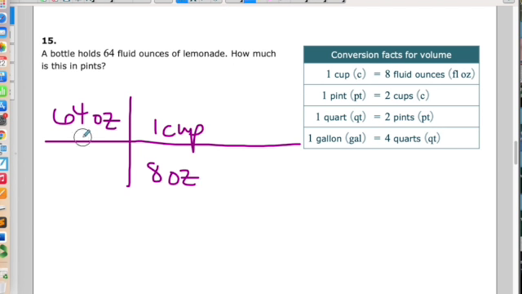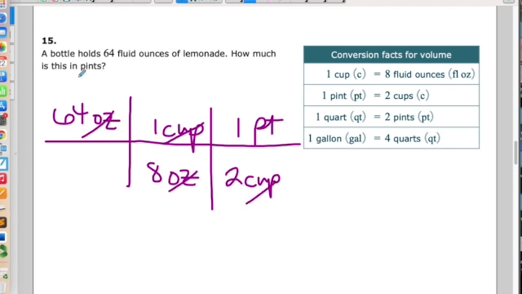Now I can cancel out my ounces. So now I have cups. And then there are 2 cups in a pint. Now I can cancel out my cups. Now what do I want? I want to know how many pints there are. Now all these numbers and these unit fractions, we multiply across the top. That gives us 64 on the top. And on the bottom we get 16, and the only unit left is a pint.